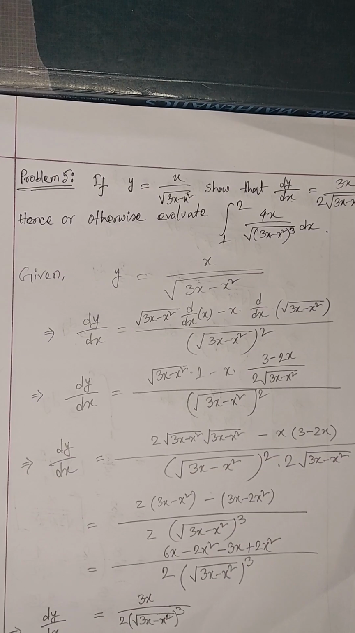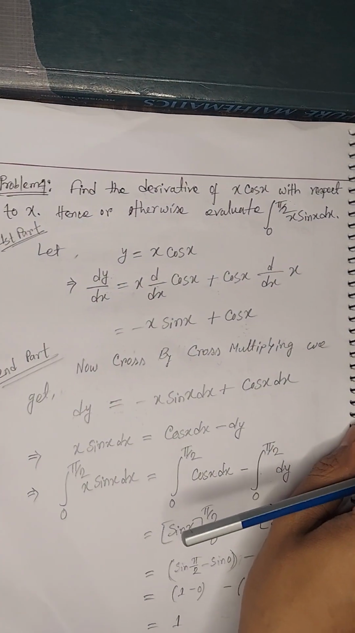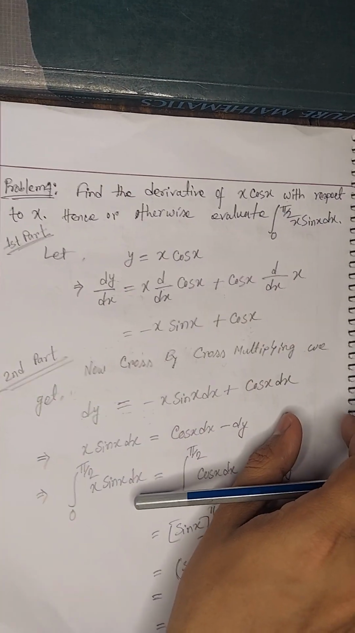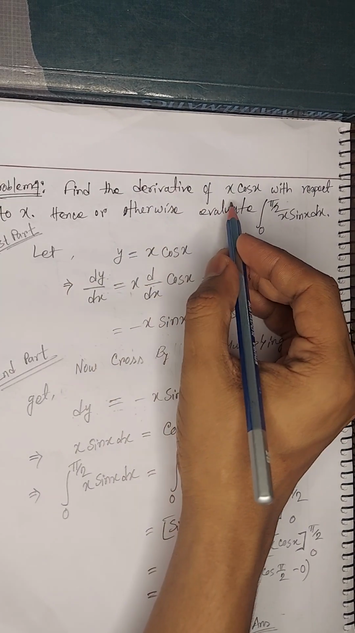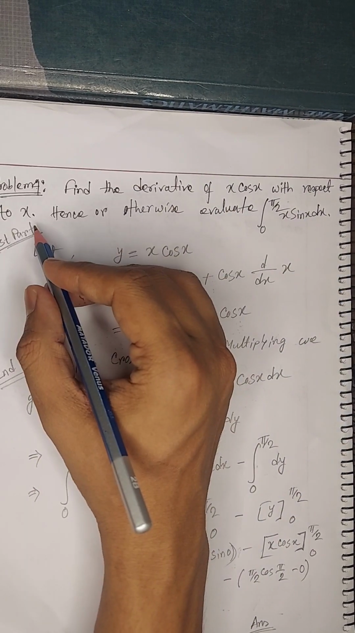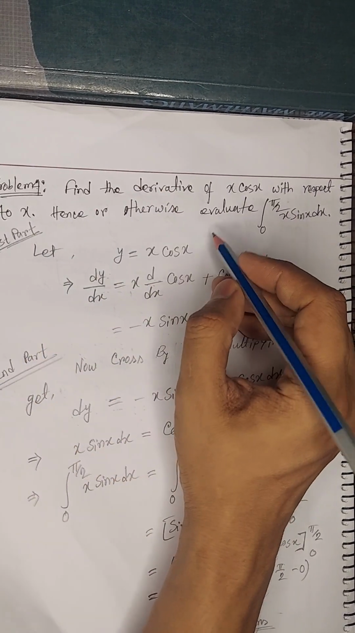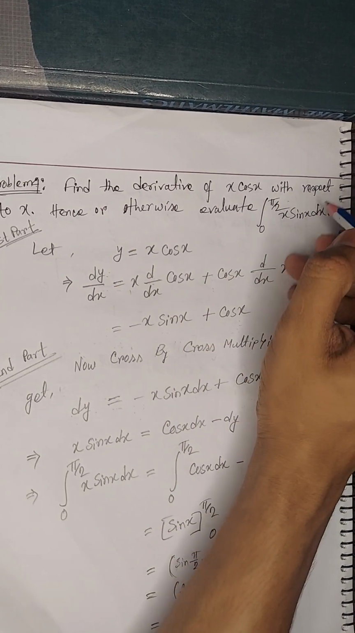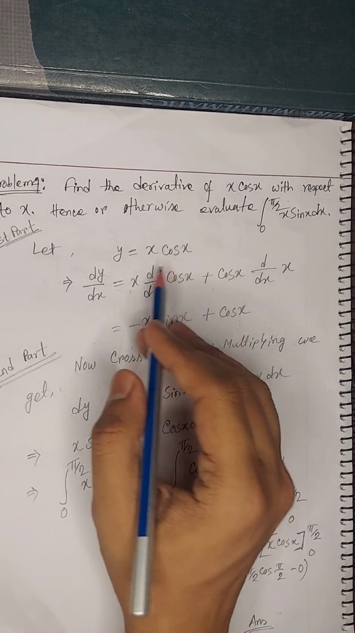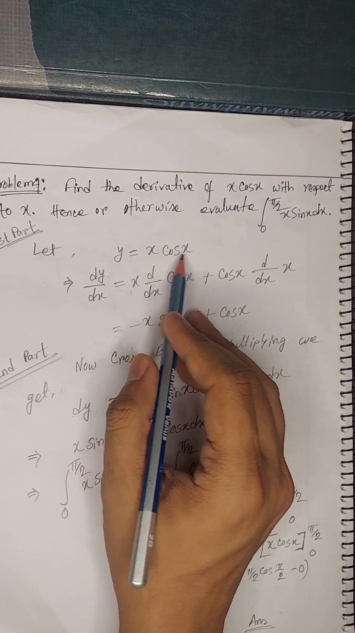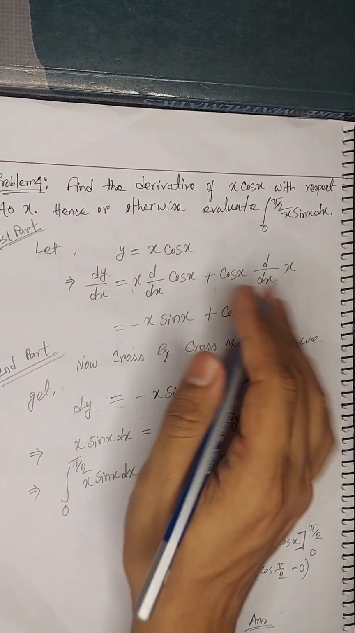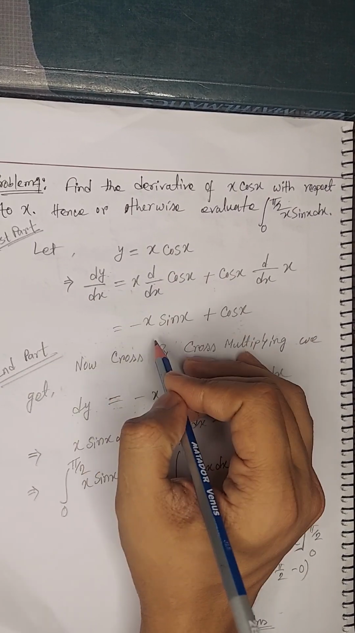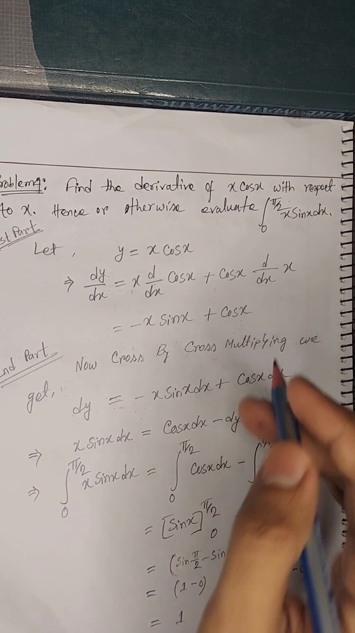And now another problem. Here we have been asked to find the derivative of x cos x with respect to x, and then find the value of this term, right? We are given y equal to x cos x. First we differentiate both sides, and we get dy by dx is equal to minus x sin x plus cos x.